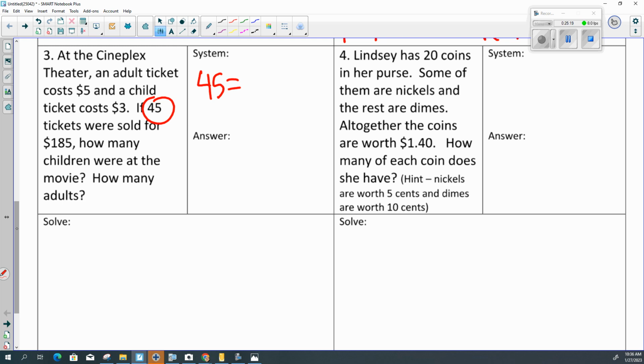These are hard for you. What are the two things we're trying to figure out? How many kids went and how many adults? So there's 45 total people there. What would I add together? And they're going to be variables. But what are our variables again? Children and adults.